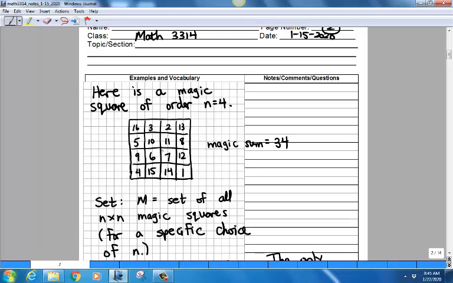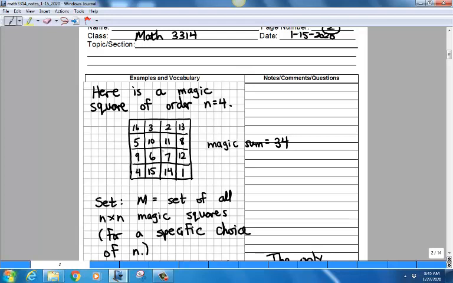Or we may just be interested in showing that this set is empty or non-empty. We may want to show there's nothing in this set for a particular choice of n, or at least there's one thing in the set for a particular choice of n. Well, I've already shown here that when n is equal to 4, M is non-empty. It has at least one element in it, because there is a magic square of order 4. So we've demonstrated that M is not empty, at least when n is equal to 4.